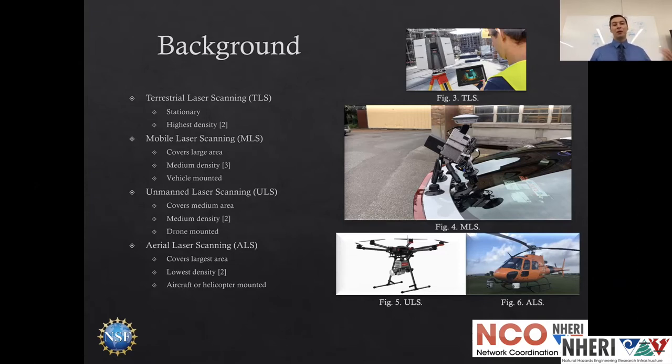So in comes mobile laser scanning. The advantage of that is it covers a large area. The density is a little bit less than terrestrial laser scanning, and it's vehicle mounted. You can mount it on a vehicle or a backpack, you can ride a bike with it, or you can put it on a boat if you wanted to. Then there's unmanned laser scanning, which has been very popular in the last 10 years. It covers a medium area with a similar density to mobile laser scanning, and it is drone mounted. And the last is aerial, which is mounted to a fixed wing or a helicopter, and it covers the largest area but has the lowest density.